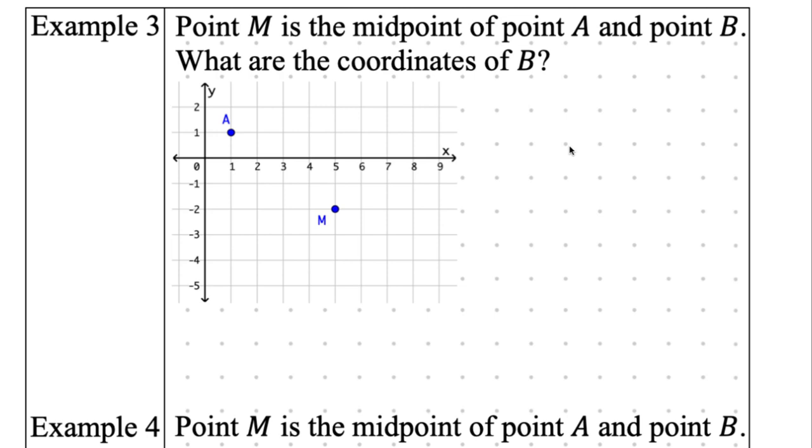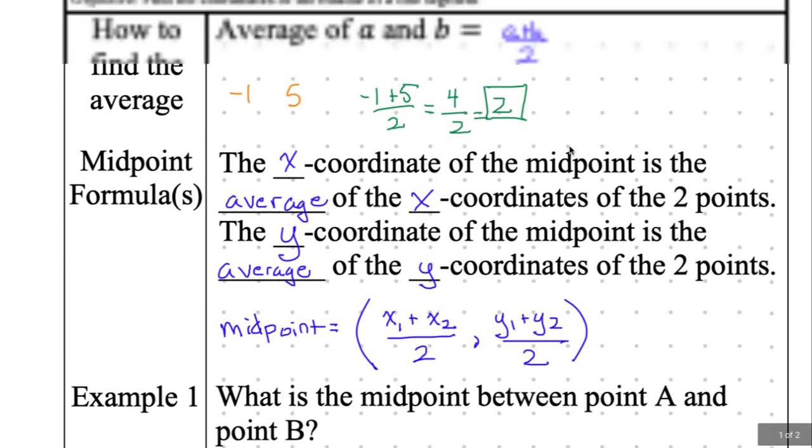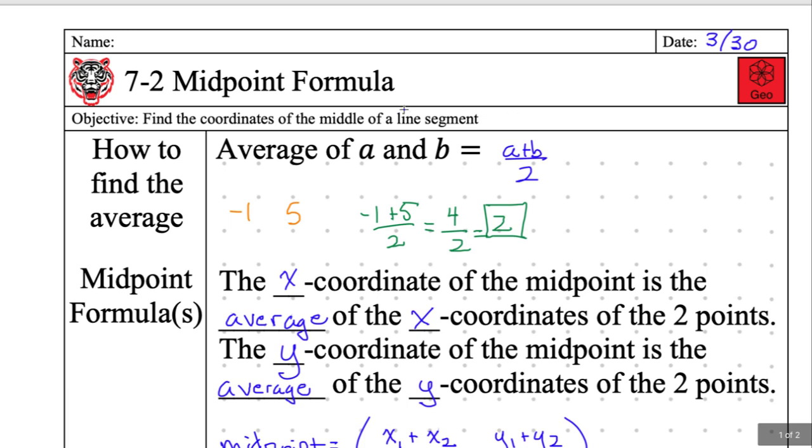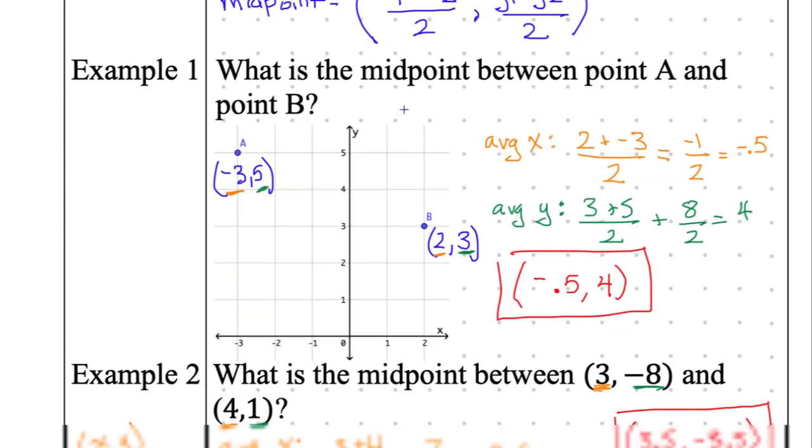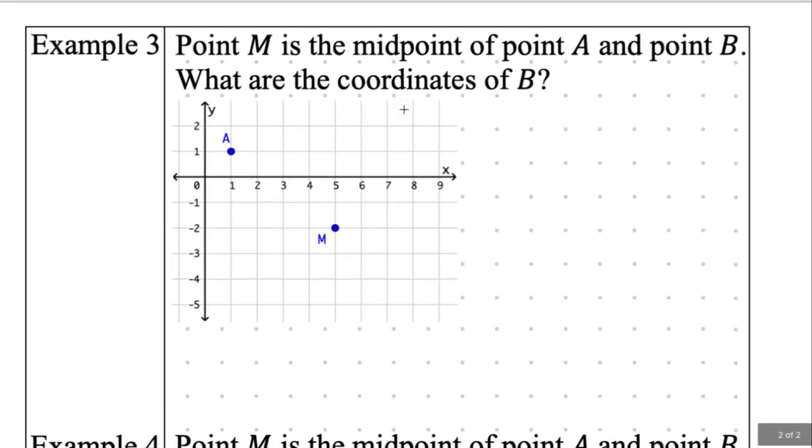This is an extension of Geometry Lesson 7-2. I realized that some of the problems on the homework for yesterday I didn't really cover, so let me cover those now. Example number 3: point M is the midpoint of A and B, and we don't know where B is. So how do I find B?